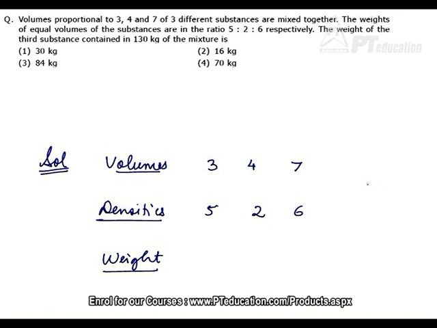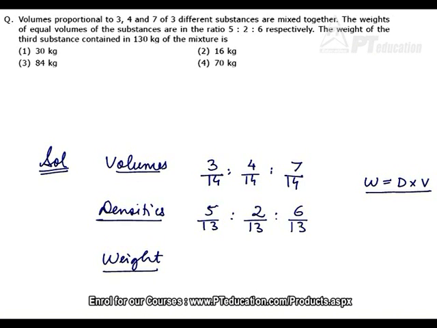Recall the original formula. We know that density is equal to weight upon volume, and so weight will be density into volume. I hope this basic physics is clear in your head. So volumes 3, 4, 7. How much is the total? 3 plus 4, 7 plus 7, 14. So the volumes are in the ratio 3/14 is to 4/14 is to 7/14. Densities 5 plus 2, 7 plus 6, 13. So the densities are in the ratio 5/13 is to 2/13 is to 6/13.